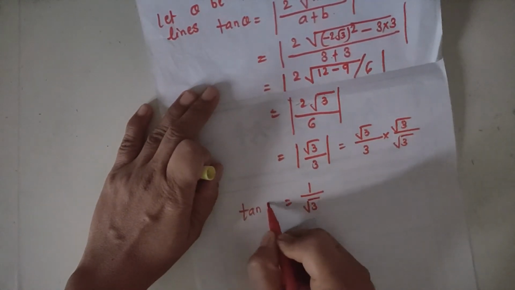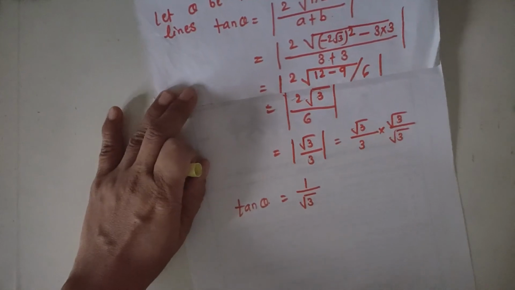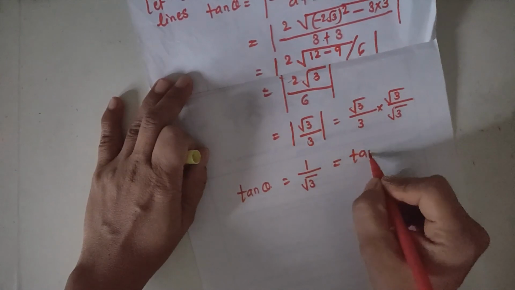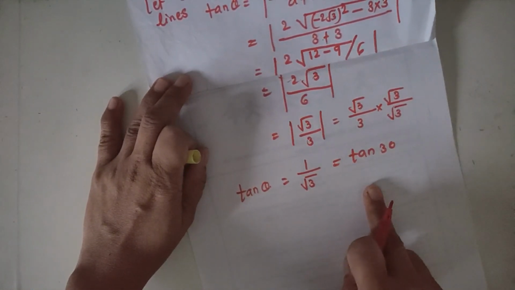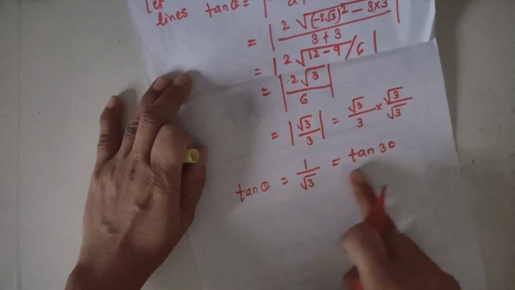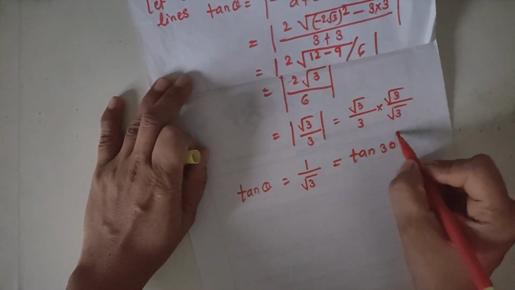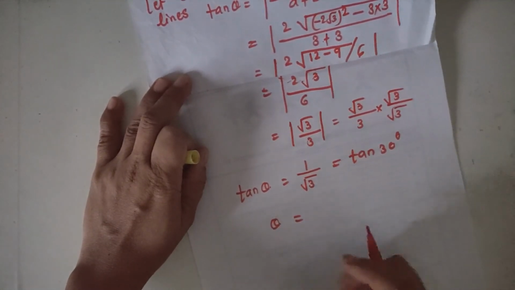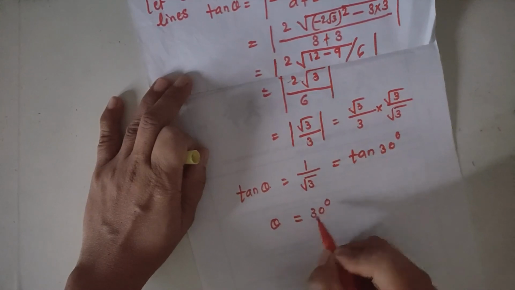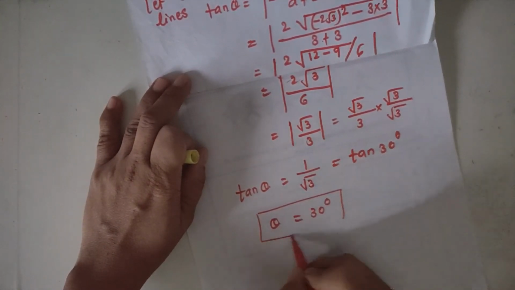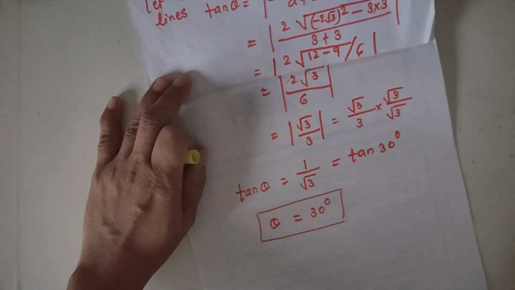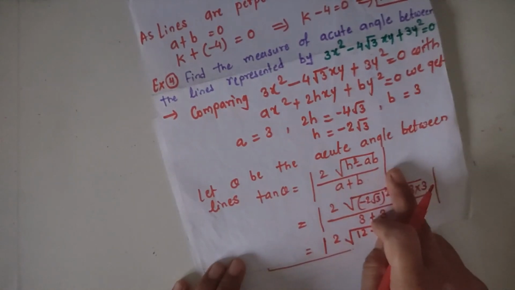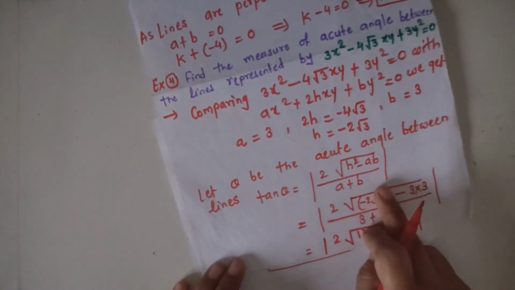So we get the value of tan theta is equal to 1 upon root 3, and we know that tan 30 degree is 1 upon root 3. This is a standard angle. So comparing this, we get theta is equal to 30 degree. In this way we get the acute angle between the lines using the formula tan theta is equal to mod of 2 into under root of h square minus ab upon a plus b.